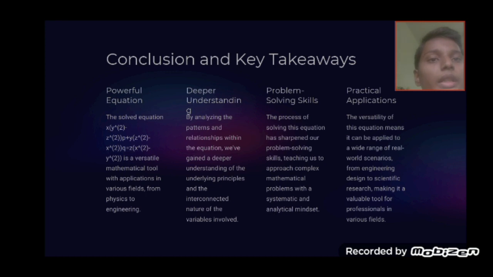Conclusion and key takeaways. Powerful equation. The solved equation x(y² − z²)p + y(z² − x²)q = z(x² − y²) is a versatile mathematical tool with applications in various fields, from physics to engineering. Deeper understanding. By analyzing the patterns and relationships within the equation, we have gained a deeper understanding of the underlying principles and the interconnected nature of the variables involved.